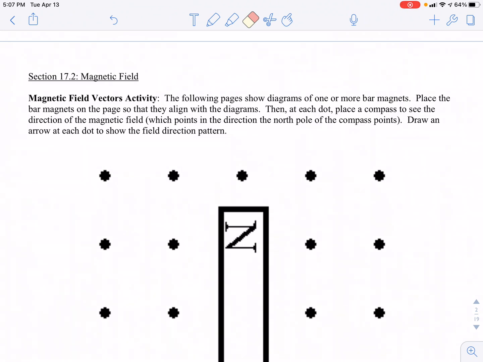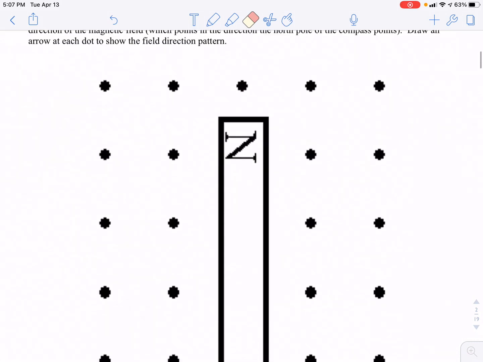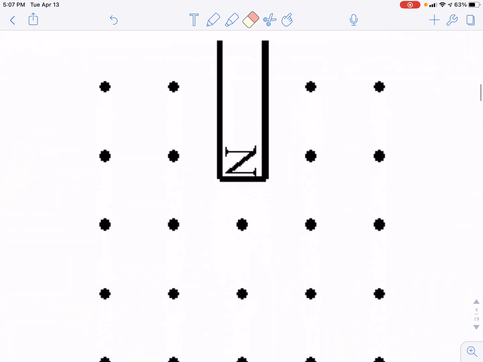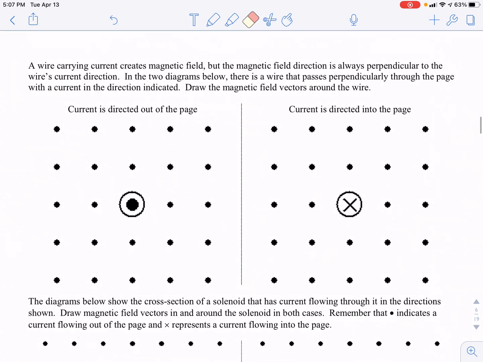Section 17.2, the magnetic field. We're going to take a few minutes here to actually look at how to draw the magnetic fields, and we're going to use the dot layout patterns surrounding bar magnets on each page. We'll first look at a bar magnet, then we'll look at two bar magnets, a north pole and a south pole, then we'll look at two north poles, and then finally two south poles. And then we'll take a look at electric current passing out of the page as drawn by a dot and into the page as drawn by an X. Let's begin.